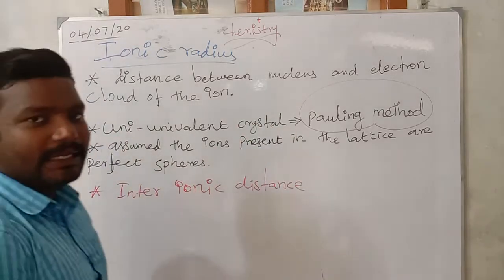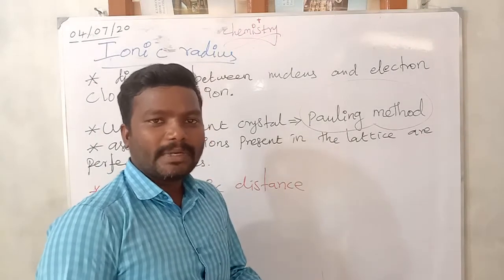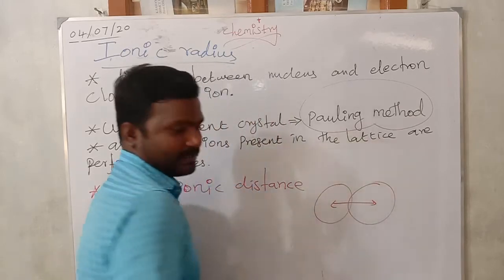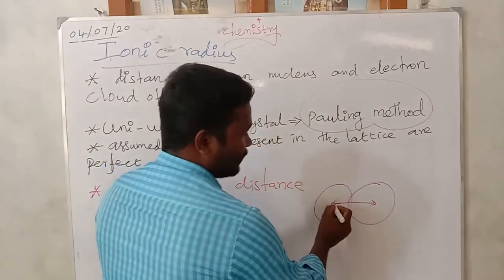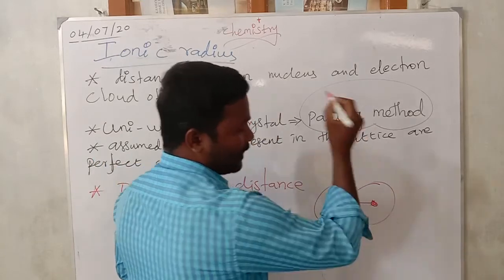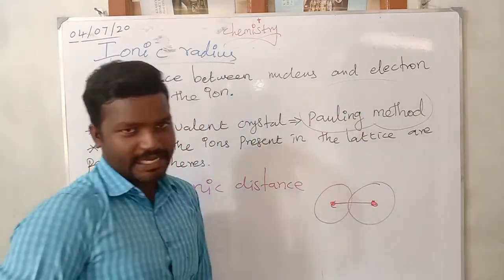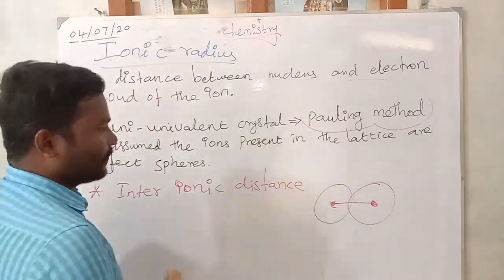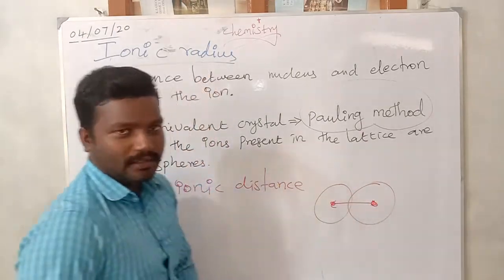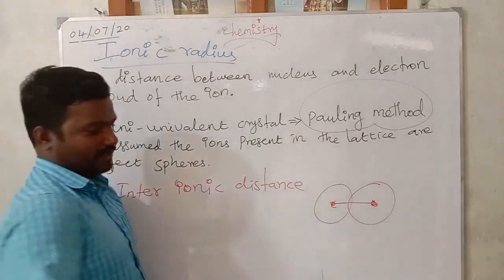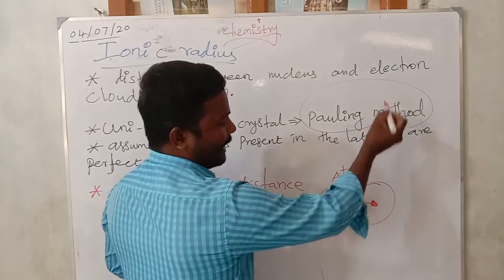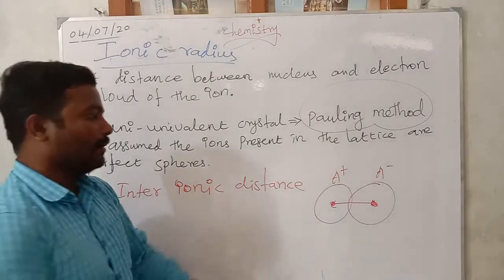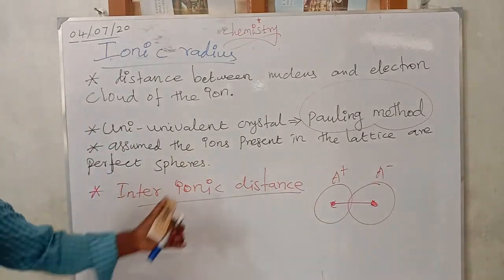Already we know the interatomic distance. What do you mean by interatomic distance? The distance between two atom nuclei. First atom, second atom. This is the first atom's nucleus, the second atom's nucleus. The distance between the two nuclei is the internuclear distance or interatomic distance. In the same way, the distance between two ions is called interionic distance. For example, consider this is a cation, this is an anion. The distance between the cation and anion is called interionic distance.